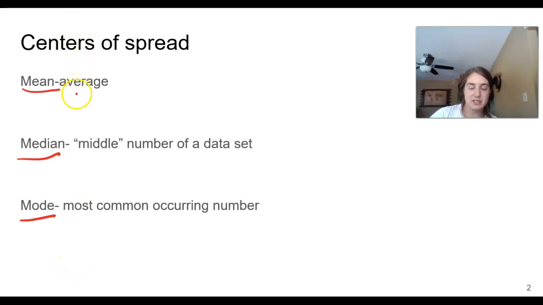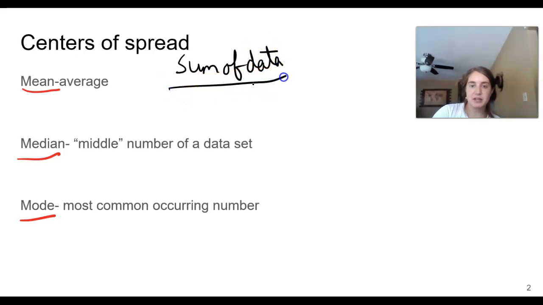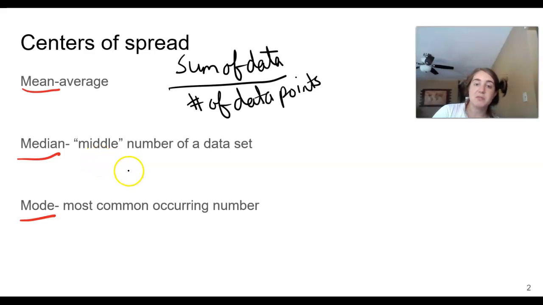So mean is the average. We're just going to do the total or the sum of the data set divided by the number of entries. The median is the middle number of a data set. So if I put them all in order, I find the middle. The mode is the most common occurring number or answer in a data set.